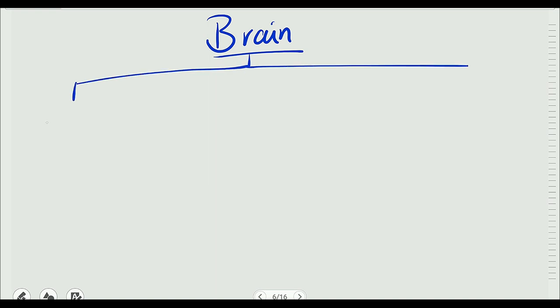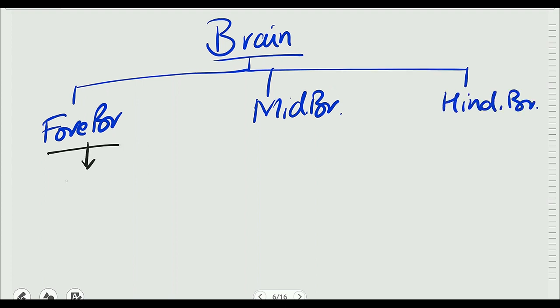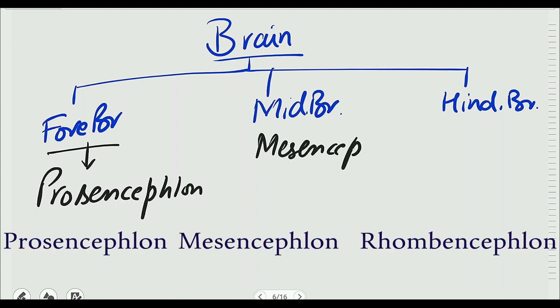Now I'll brief you. I will provide you an overview about the parts of the brain. The brain has got three divisions. Number one, the forebrain. Number two, the midbrain. And number three, the hindbrain. Forebrain is known as the prosencephalon. Midbrain is known as the mesencephalon. And hindbrain is known as the rhombencephalon.